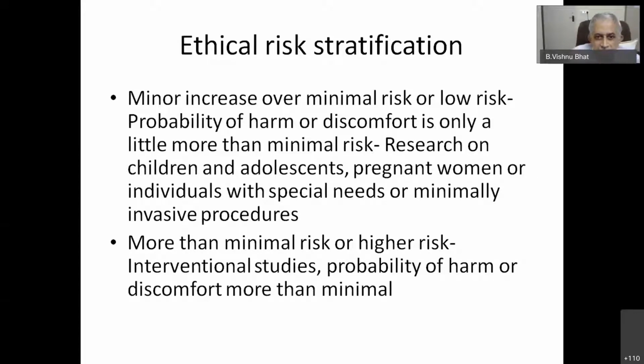Now, next comes the minor increase over minimal risk. That is the next level, also called low risk. So the discomfort will be a little more than what happens in your routine life. Research on children who cannot give consent by themselves, or adolescents where the parents or the guardian also have to give consent, women and newborn babies, or individuals with special needs, come under this minor increase over minimal risk.